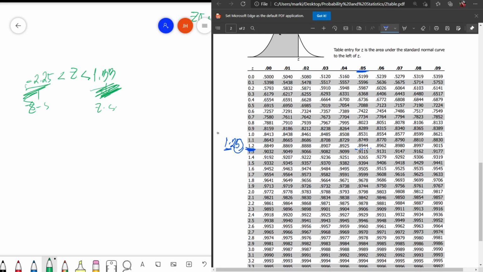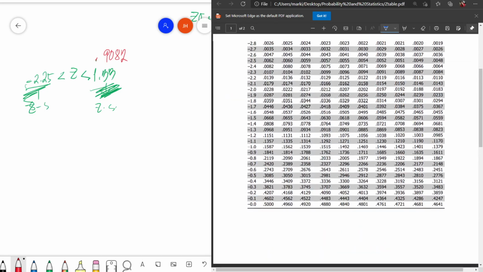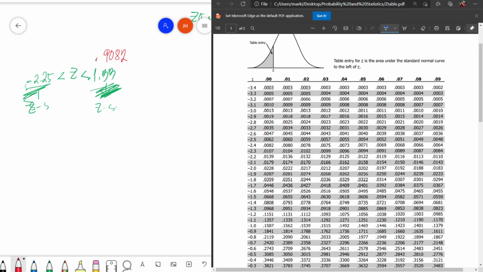Let's try. This is just a review. So, 1.33: 1.3, then the 3, let's find it here. This one is 0.9082. Now let's look for negative 2.25: negative 2.2, then the 0.05, that's what we will use, and intersect here. Please do not underline your sheets of paper, your table, because paper easily gets crumpled. It's okay for me because it's digital.